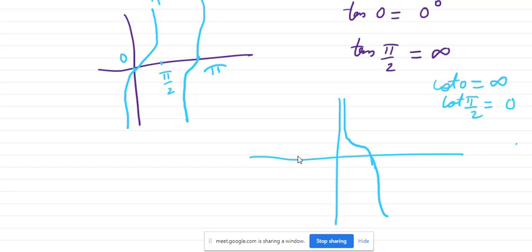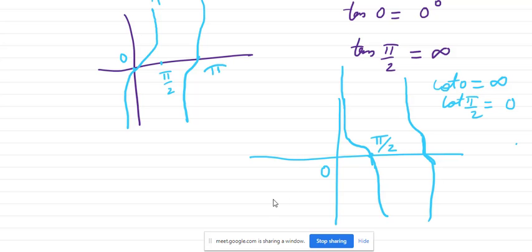This one is clear. So here you will see at 0 it's infinite, so just going along this line, and for pi by 2 it will become 0, and then another will come like this. So the graph will be like this. Okay, this one is clear. Yes, somewhere like this.